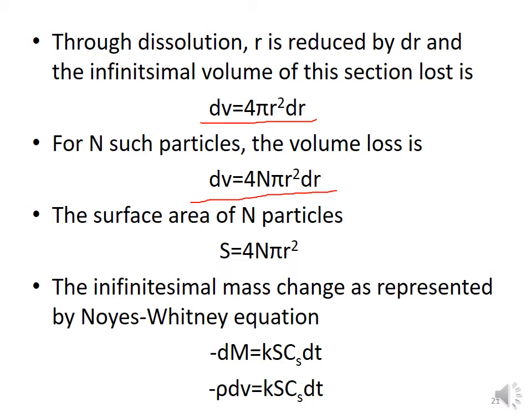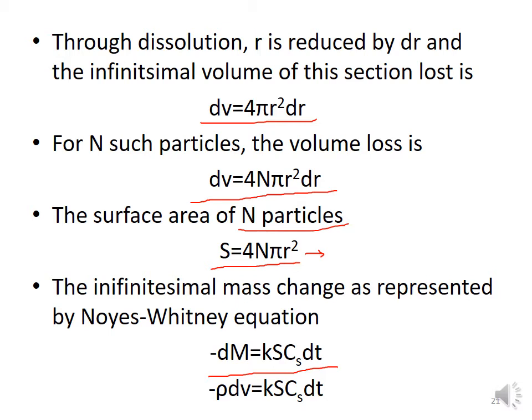The surface area of the n particles equals 4 n pi r squared. Of course, we are assuming that the particles are spherical, and this is the surface area of spherical particles. The infinitesimal mass change, as represented by the Noyes-Whitney equation, equals minus dm equals k S Cs dt. In this case, the sign is negative because we are measuring the undissolved mass. Therefore, there will be a decrease in the undissolved mass.